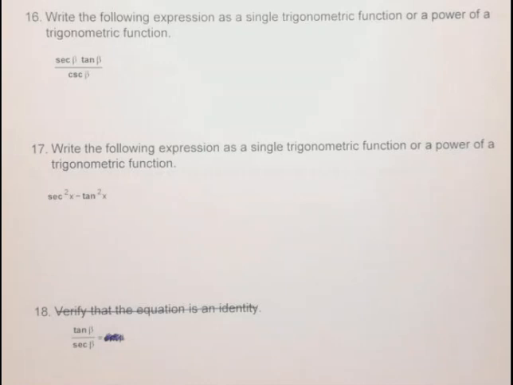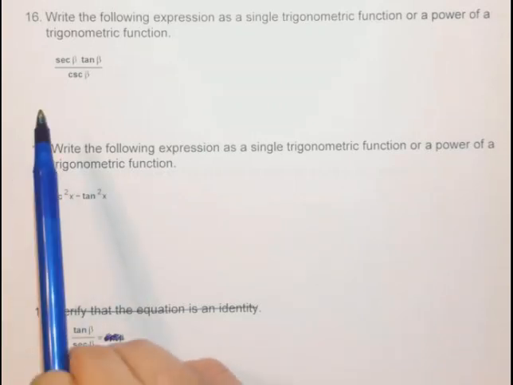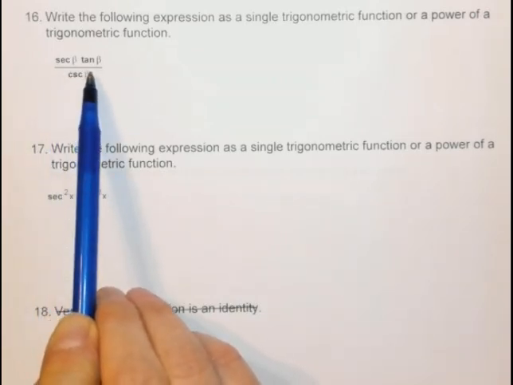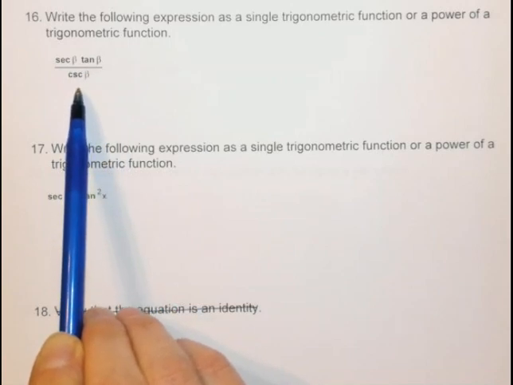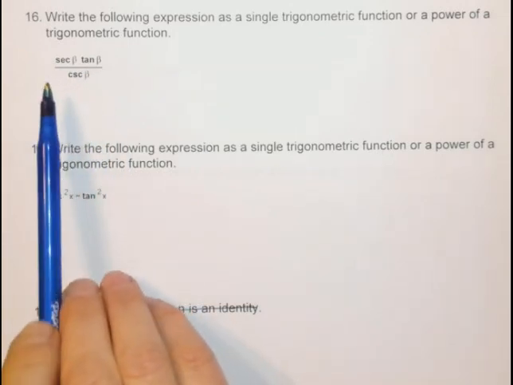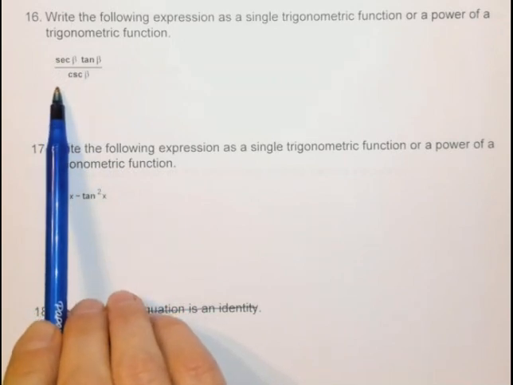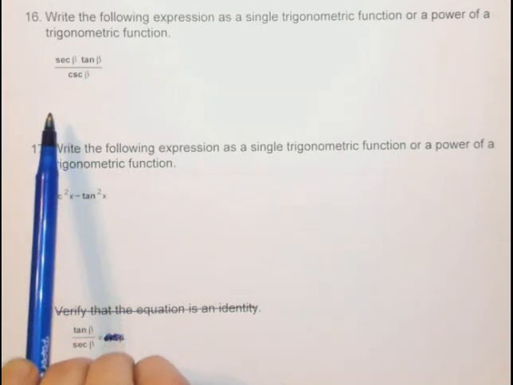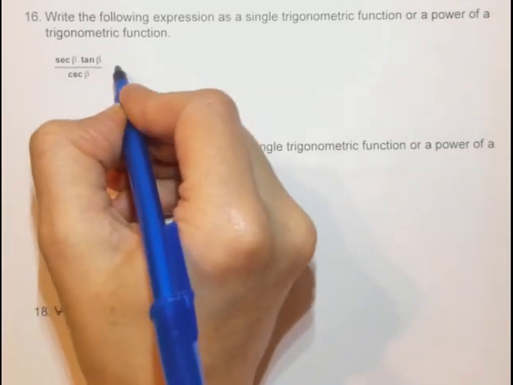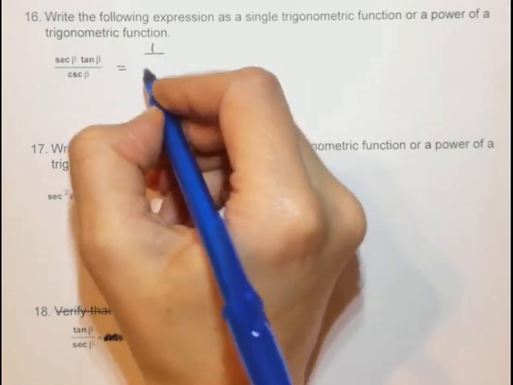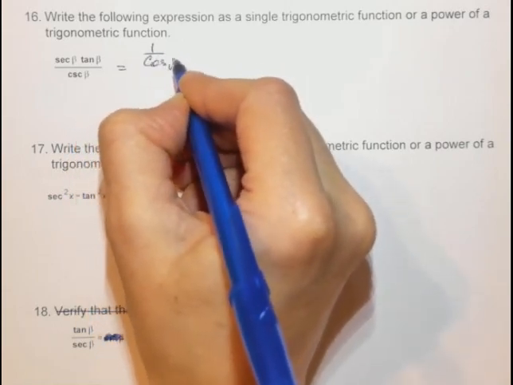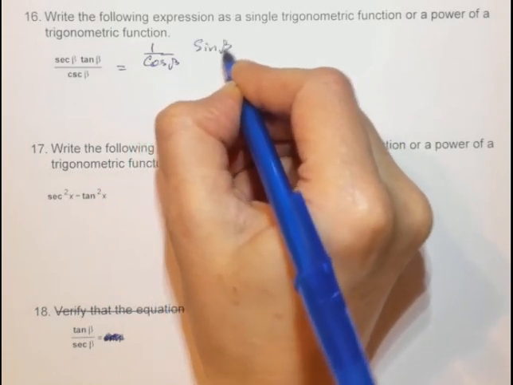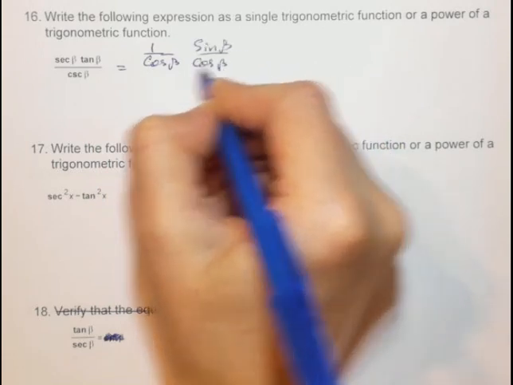Hello, we start this part of the review from simplifying the trigonometric expression: secant beta times tangent beta divided by cosecant beta. For such an expression, the best way is to rewrite all functions through sine and cosine. Secant is 1 over cosine. Tangent is sine beta over cosine beta.